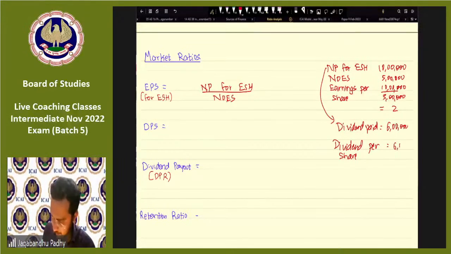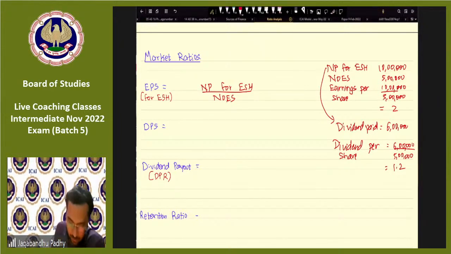So it is 6 lakh paid to 5 lakh shareholders. Right, the number of shares is 5 lakh. So 6 lakh paid to 5 lakh shareholders, so that's going to be 1.2. So my dividend per share formula will be dividend paid upon number of equity shares.